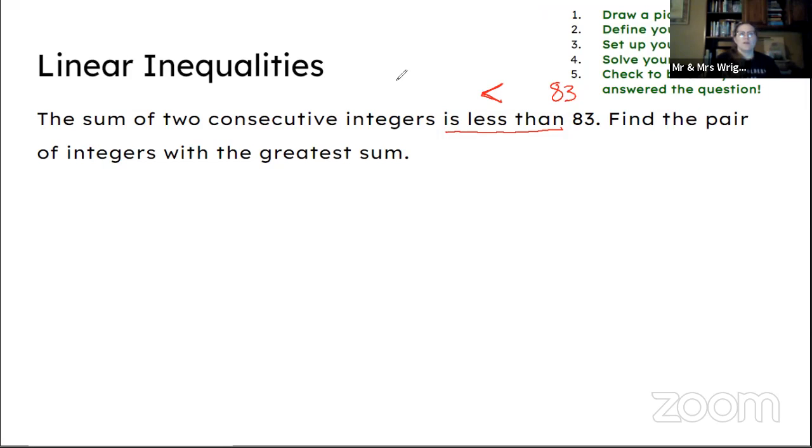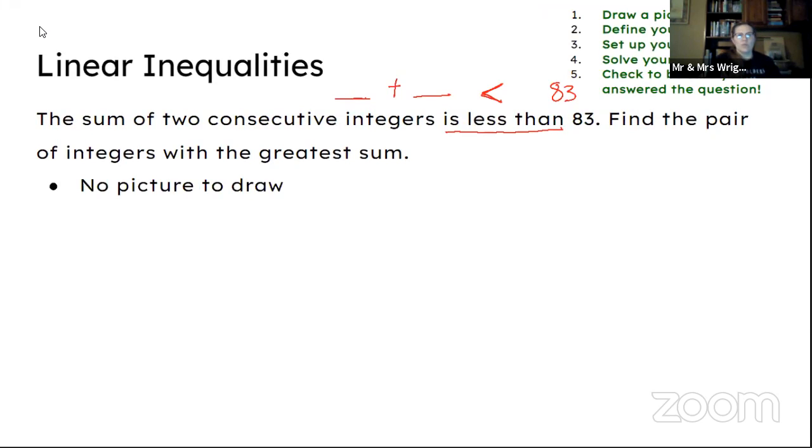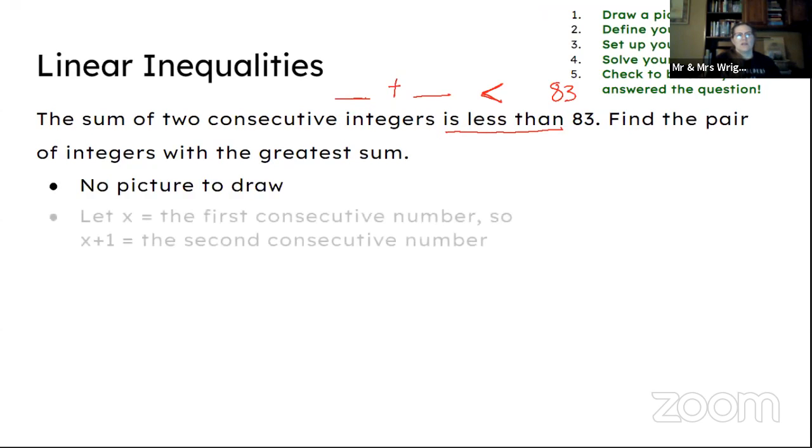The sum, okay, well, I know I'm going to have a plus sign. I'm going to have 2 things I'm going to be adding, right? The sum of 2 consecutive integers is less than 83. So that's the information I got out of this. Let's go through these steps now. Step 1, draw a picture if applicable. Well, we have no picture to draw.